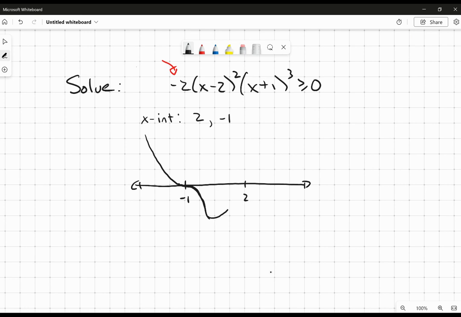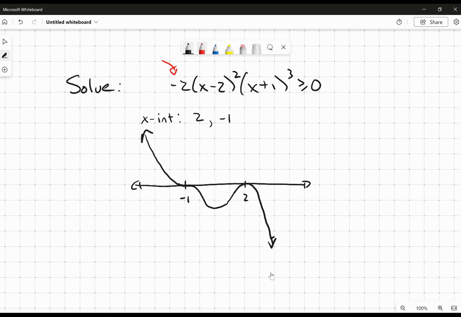And then when it approaches the 2, and actually it looks terrible there, but let me try that again. It's going to come down, and then it's going to approach the 2. But the 2 here has a multiplicity of 2. That's the exponent. So it's going to come up, be tangent to it, and go back down. And so that's roughly what my graph is going to look like.